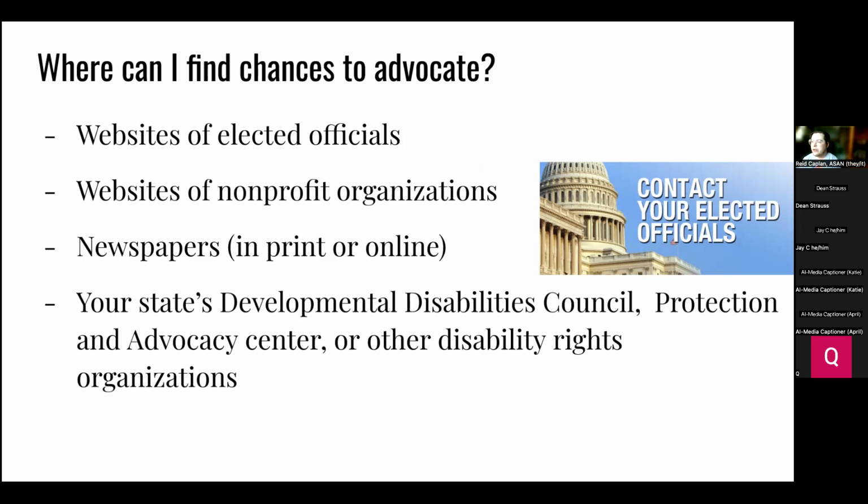You can also find chances to advocate in newspapers, in print or online. You can write an opinion for a newspaper. If you want to share your story in that way, that could get more people interested in learning about a problem. Or you can read newspapers and find out about issues that are affecting people in your community. And those also are good opportunities to advocate around. And then if you're specifically interested in disability advocacy, you can talk to your state's Developmental Disabilities Council, your state's Protection and Advocacy Center, or other disability rights organizations like ASAN.